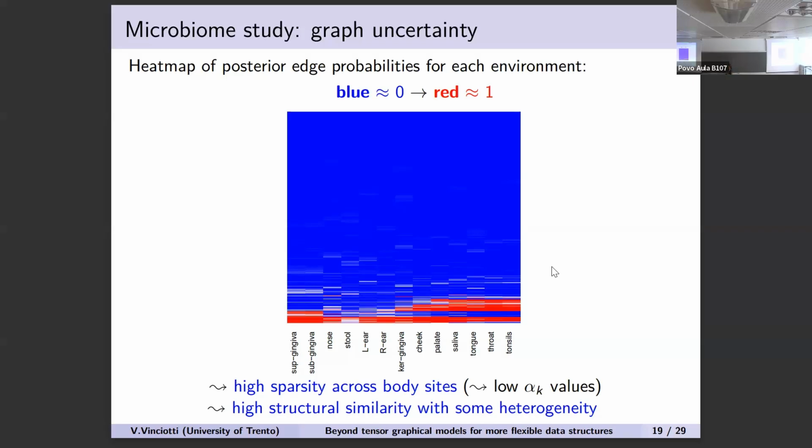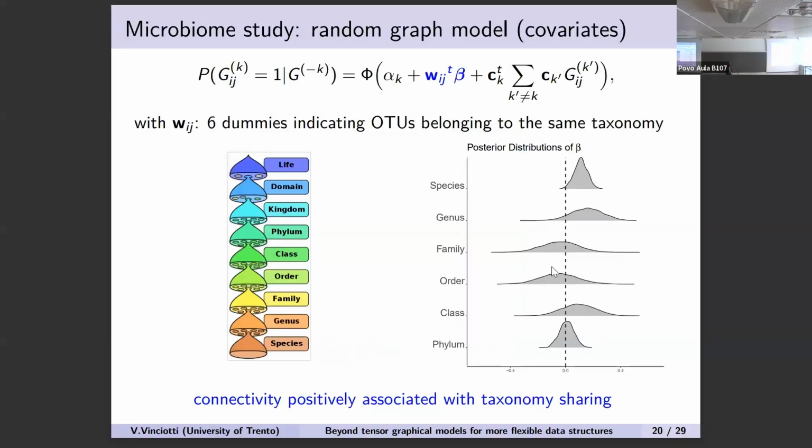On the other hand, you see that there are also some, for example, these environments, on the x-axis you have environments. So these environments here tend to have quite a similar structure. So if an edge is present in one, it is present in all, and if it's not present, it's not present in all. And also these ones down here. So this is all captured at the level of this model at the level of the graph. So let's have a look at that. So that's the model that we fit.